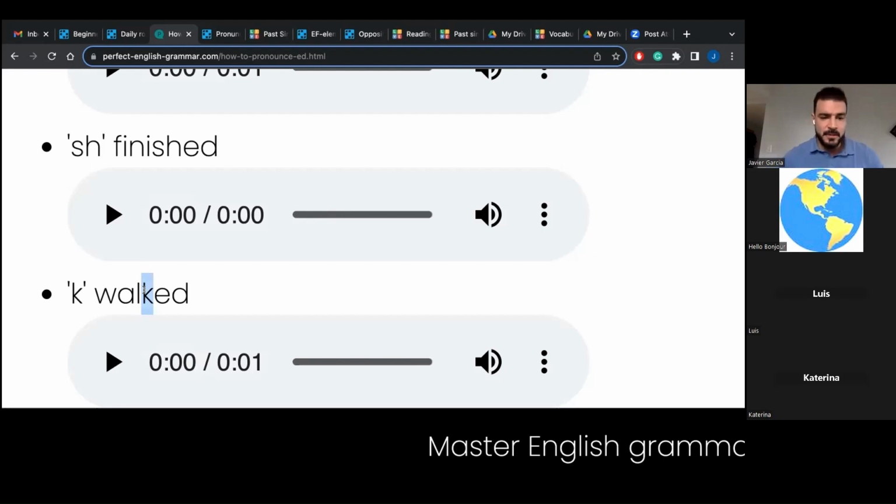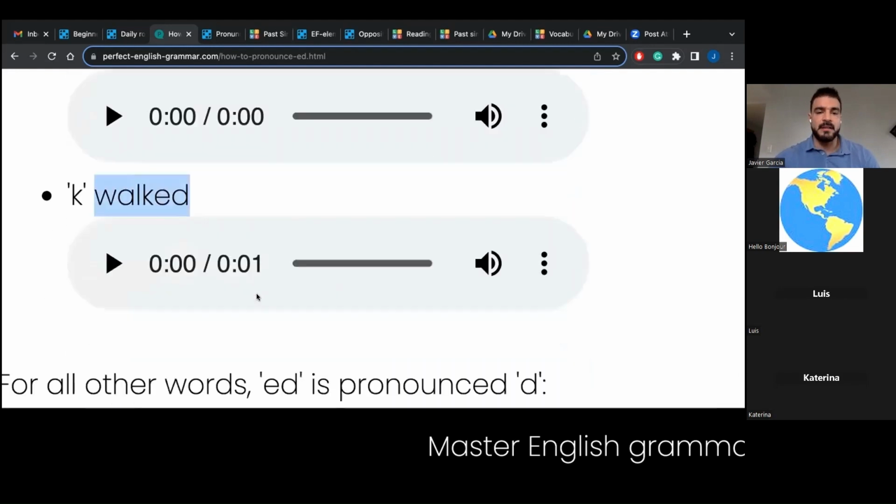So the present tense of this word is what? Walk. Right? Making that sound. Walked. So since we hear that K, this is going to sound like a T at the end. Okay? Walked. Very good. Okay, and that's it. That's it for the T sound.